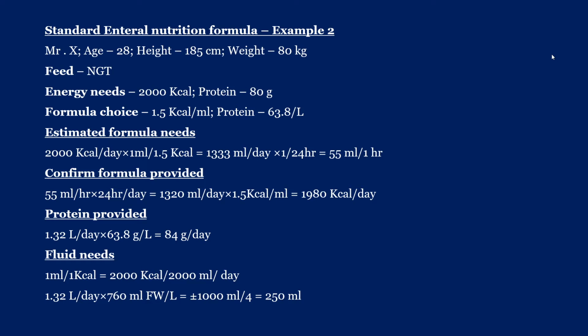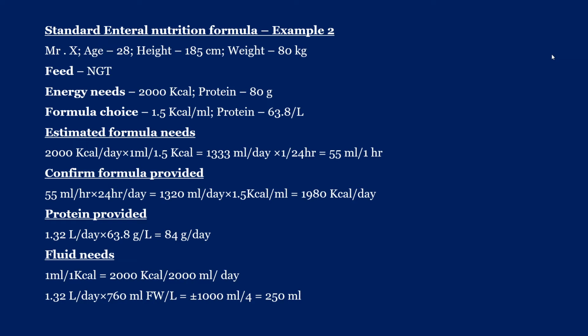His estimated calories are calculated by total calorie per day divided by the product calorie per ml, which gives total ml, which is further divided by 24 hours to give ml per hour. The formula is reconfirmed by multiplying the ml per hour by 24 hours, which gives total ml to be fed. Further, it is multiplied by calorie per ml of the product, which gives total calorie per day. Protein is calculated by total ml per day into protein per liter, which gives total protein per day.